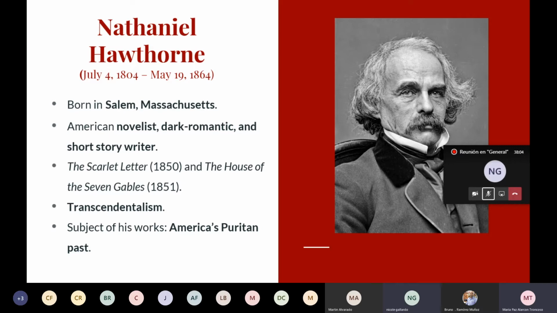He was an American novelist, dark romantic, and short story writer. Two of his most famous novels are The Scarlet Letter and The House of the Seven Gables. The subject of the majority of his works is America's Puritan past, as you can notice in this novel, which is the same subject. Before he wrote this novel, he was a surveyor in the Salem Custom House. And after he lost this job, he had the time to write this masterpiece.